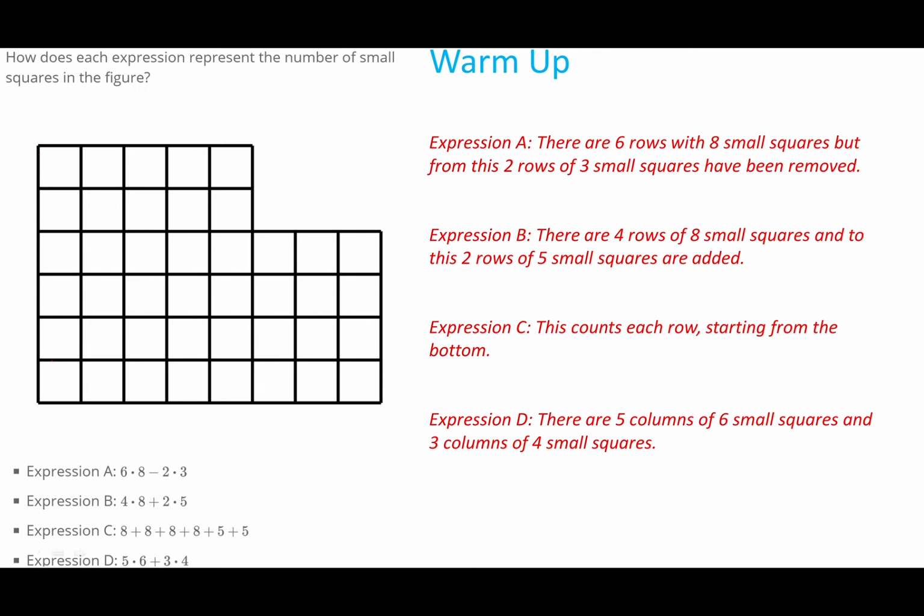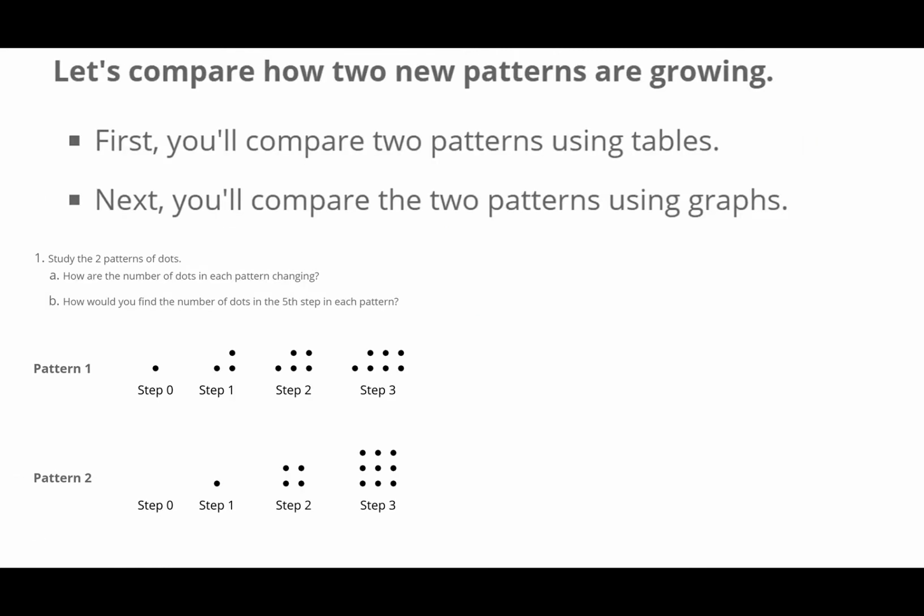In today's lesson, we're going to be wanting to look for different ways we can visualize how patterns are changing, and so it'll be helpful to keep in mind this idea of looking at rows, looking at columns, looking at what maybe has been added or subtracted to different shapes. Let's go ahead and build onto that, looking at these two patterns, pattern 1 and pattern 2. Look at these two patterns of dots and answer first, how do you see the number of dots changing? And next, how would you find the number of dots in the 5th step in each pattern?